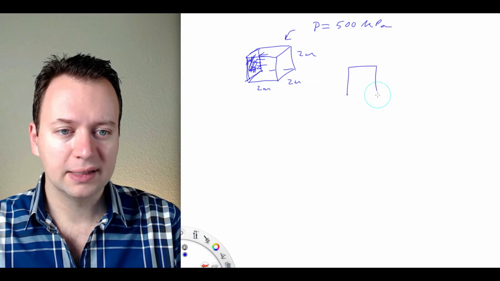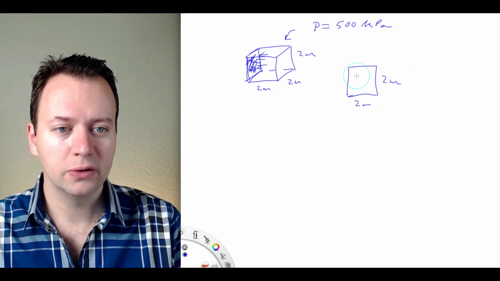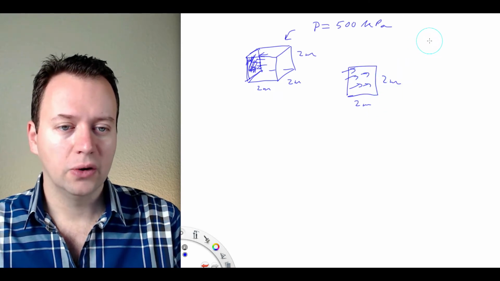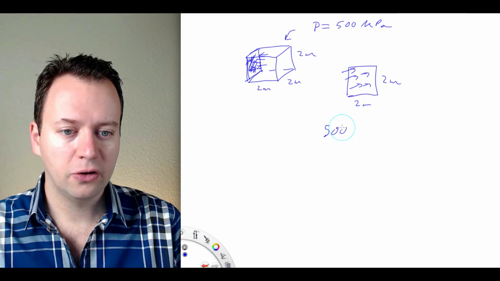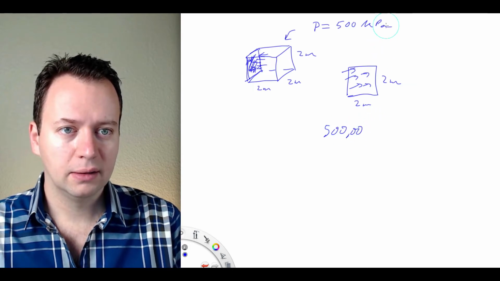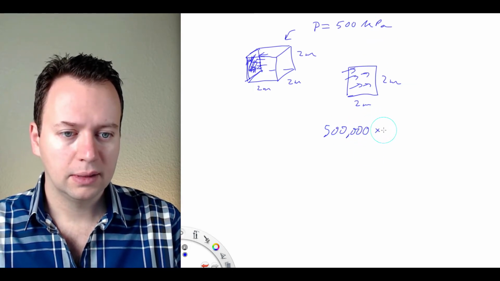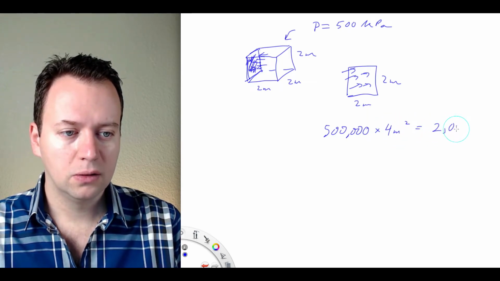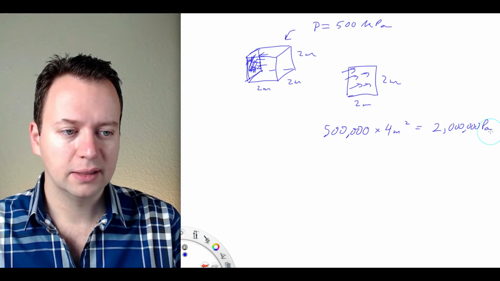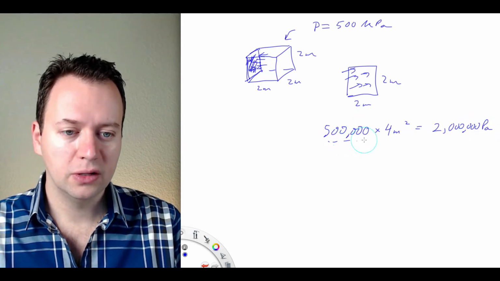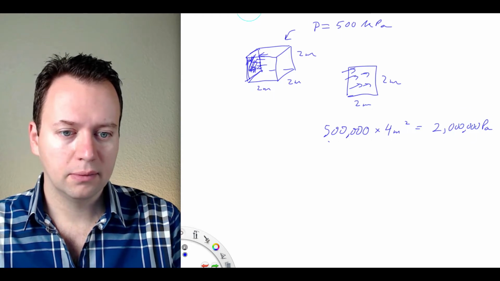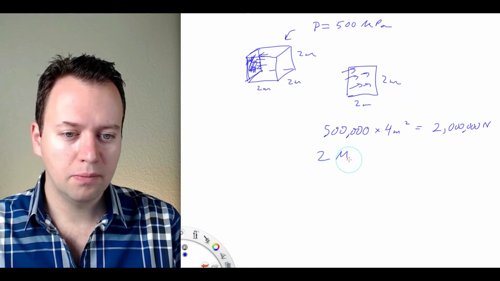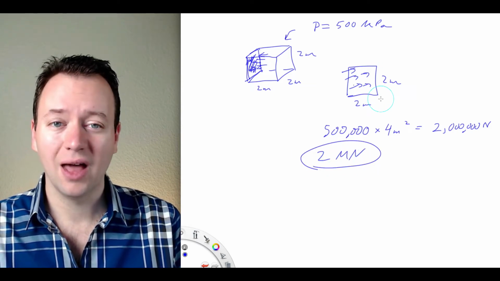Okay, well, if we just look at that side plate, we have 2 meters and 2 meters, and the pressure is a constant, it's 500,000 pascals. So we multiply 500,000 pascals times 4 meters squared, and we get 2 million, so this is newtons, 2 million newtons. So basically 2 meganewtons of force acting on that wall.